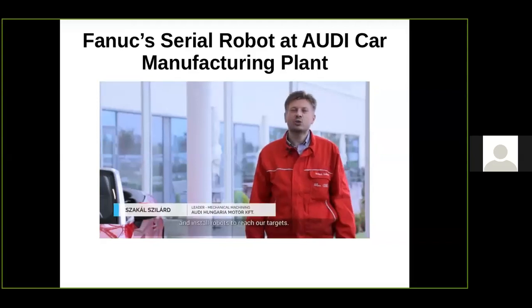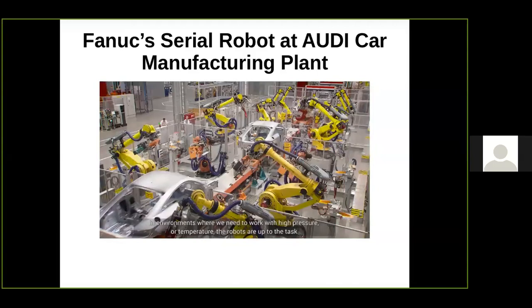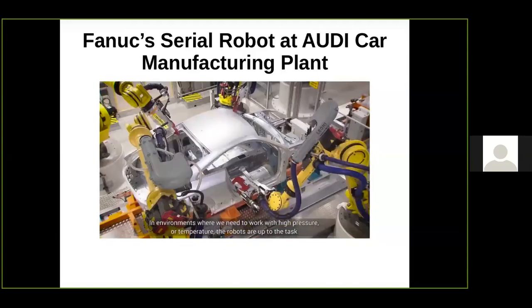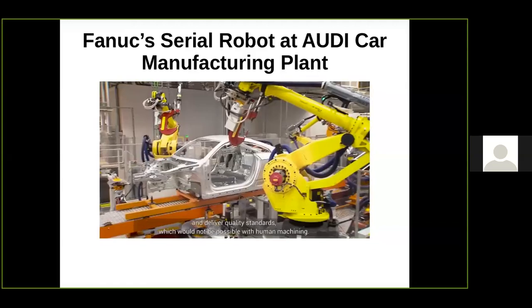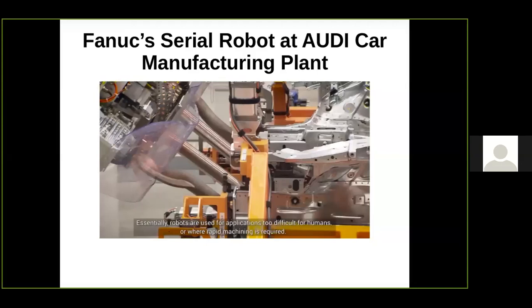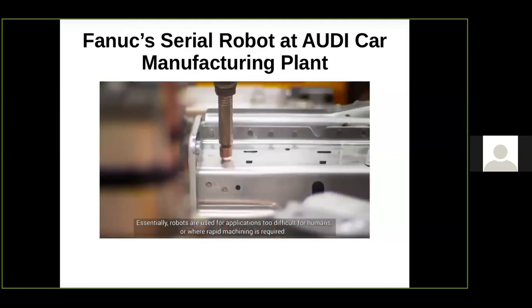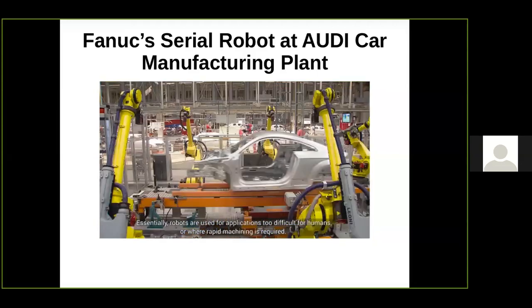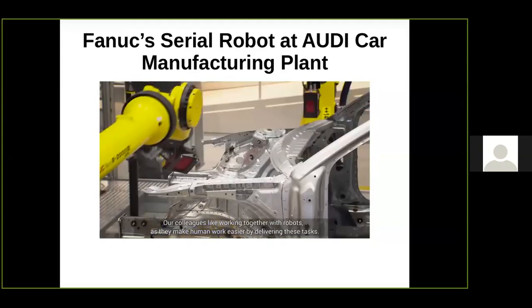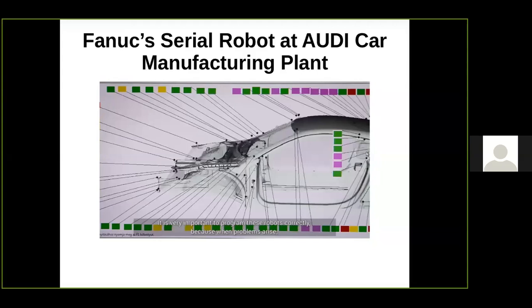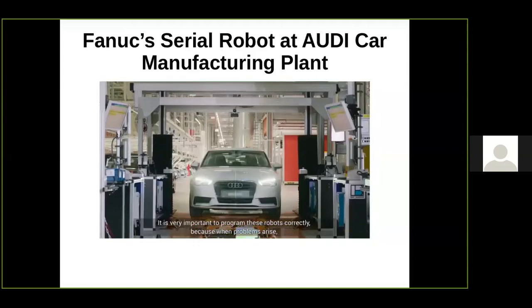Fanuc is a world leading company which manufactures serial manipulators. There are multiple serial manipulators in the assembly line which do various operations. This is spot welding. This is for inspection. And finally, the car is coming out of the plant.